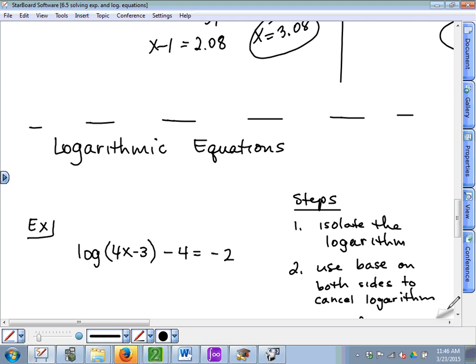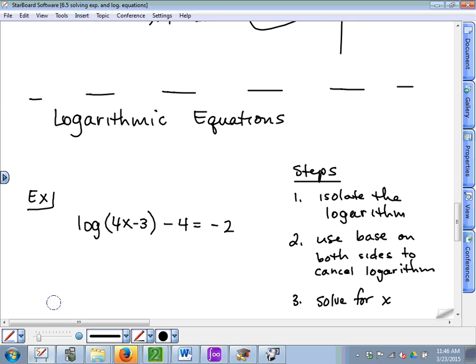Step 2 is to use a base on both sides to cancel the logarithm. And once the logarithm's gone, see, the problem is x is inside of a logarithm. It's no good. You can't solve for x if it's inside of a function. So you've got to cancel that function. In this case, you use a base on both sides. Once that's gone, then you can just solve for x.